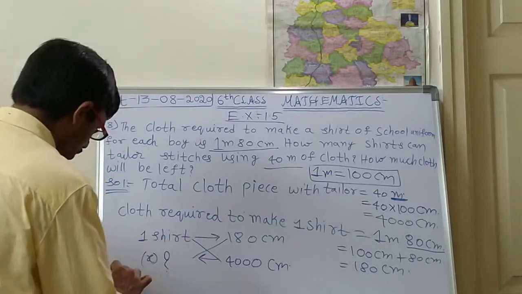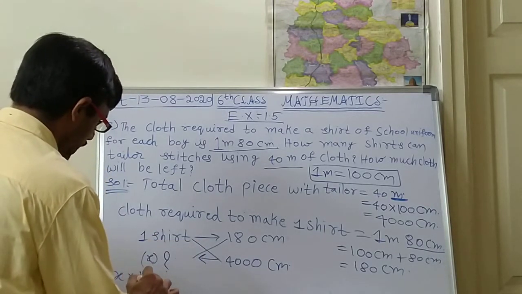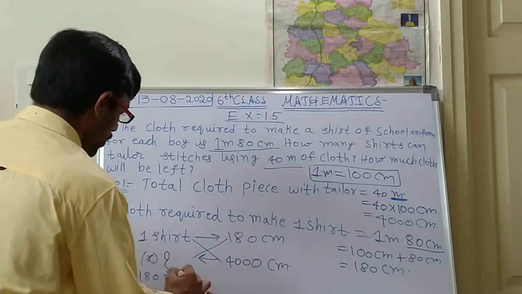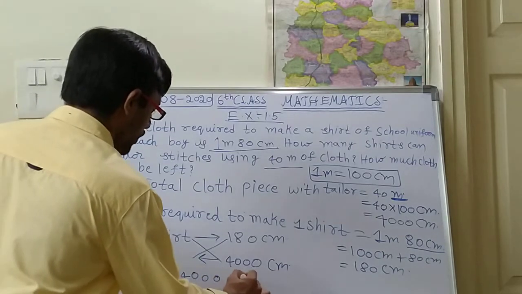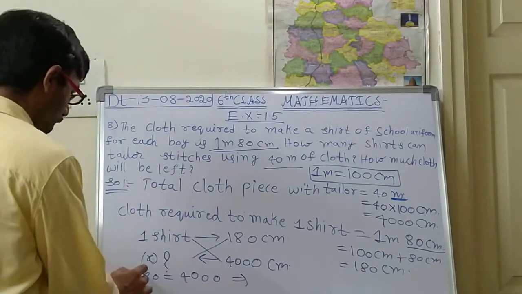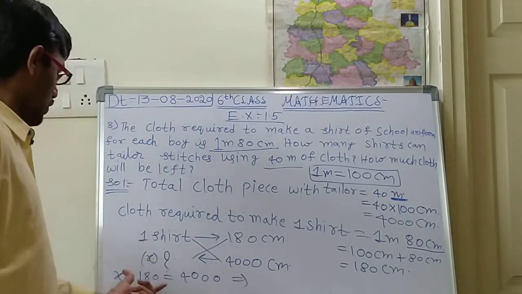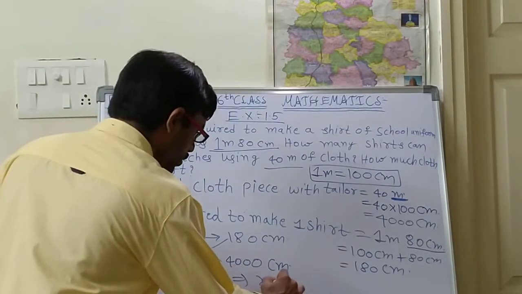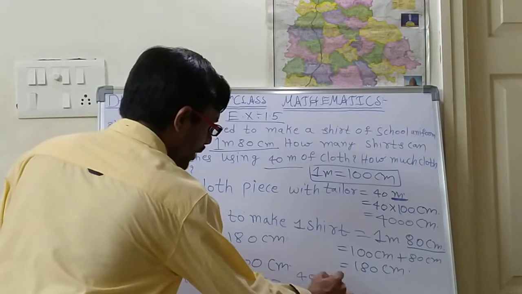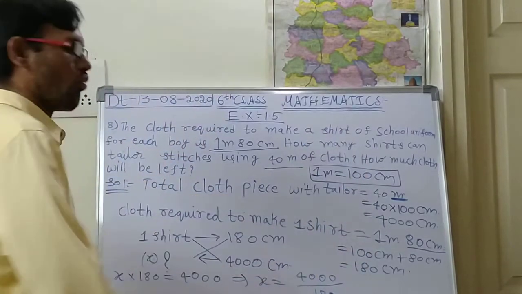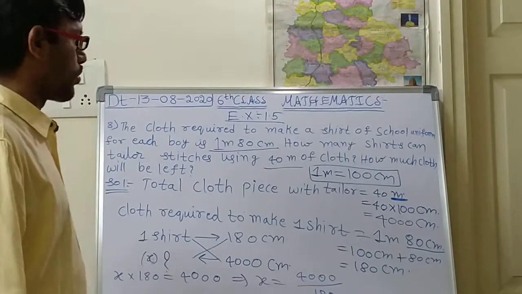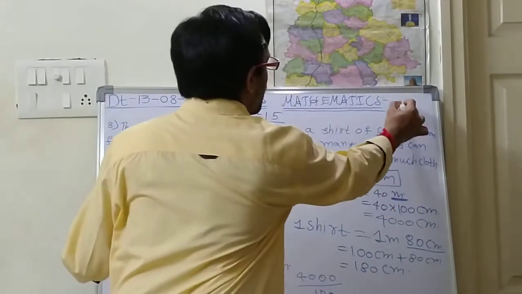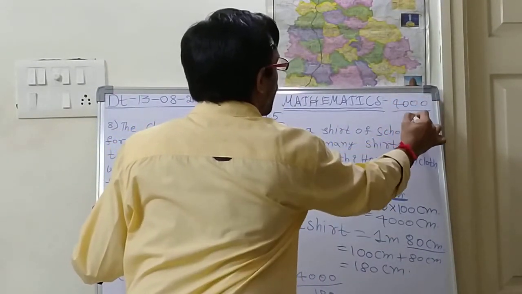So x into 180 is equal to 4000 into 1, 4000 only. The next step is, 180 you send to the other side. If a product goes to the other side, it will divide. So x is equal to 4000 by 180. Like this you have to do. Here I am doing the division, 4000 by 180.